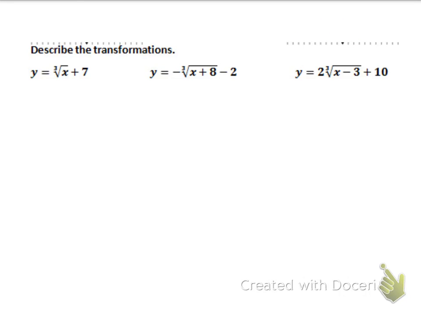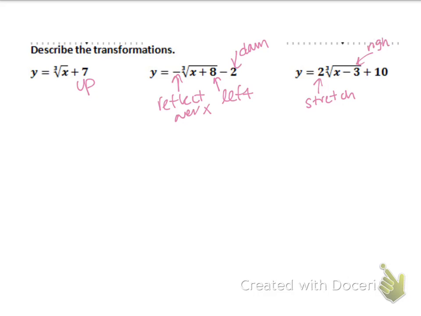Okay, describe the transformations. That tells me I'm going up 7. It's going to be opening downward or reflect over x. We are going down 2 and left because it's the opposite of what you think, 8. Okay, this one we stretch 2, so I'd have to multiply that 1, 7, 19. This one is telling me I'm going right 3, and this is telling me I'm going up 10.